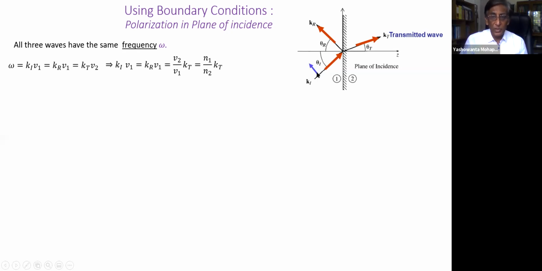The other possibility is E could have been perpendicular. That's something which I'll let you work out. So EI is pointing in this direction, and the reflected one is pointing in the same plane. All right, and this is the reflected and the transmitted. So this is the case of polarization in the plane of incidence.